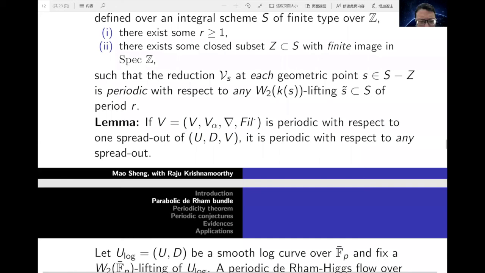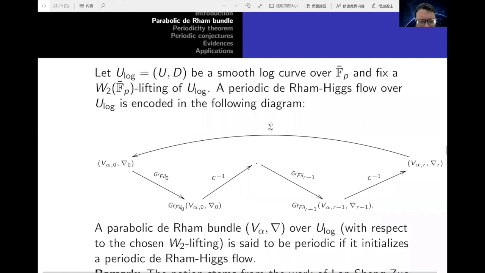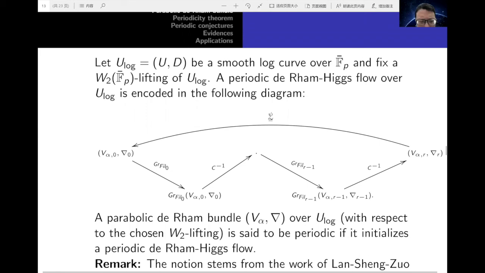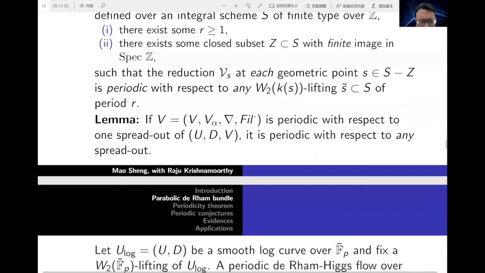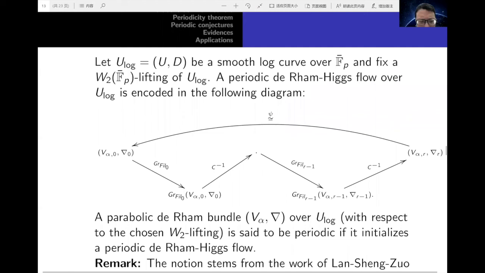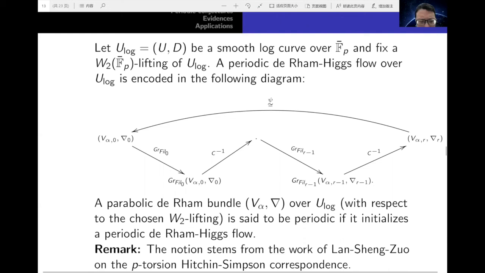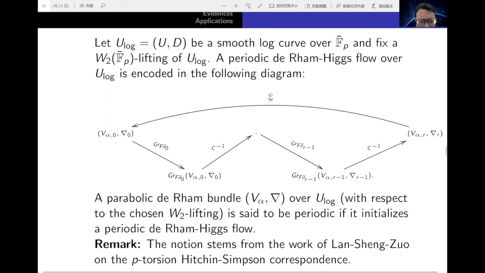So now, unfortunately I use the U log again. I don't change anything, but here is a log curve over F_p bar. Then I explain this periodic. Because the reduction is a log curve over F_p bar, you also fix some W2 lifting of this log curve over characteristic p. You need to fix such a lifting. Then a periodic Dirac Higgs flow over this U log is encoded in this diagram.